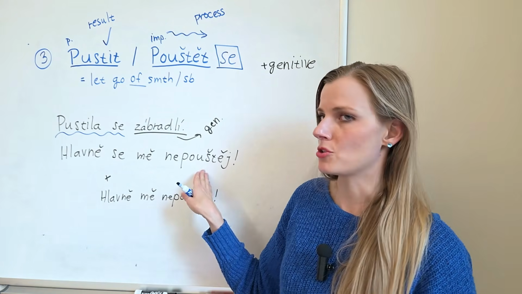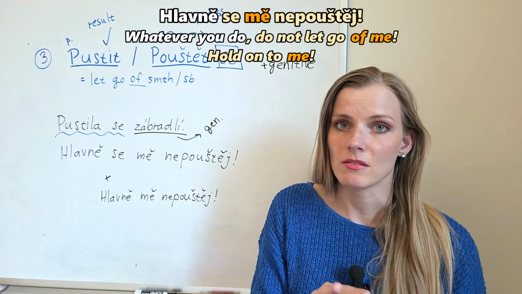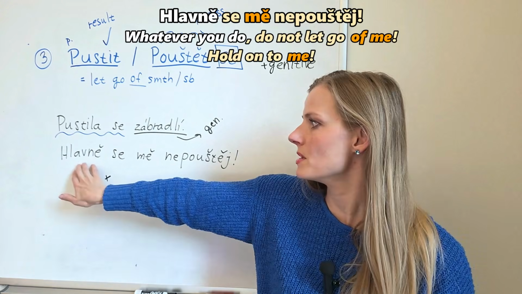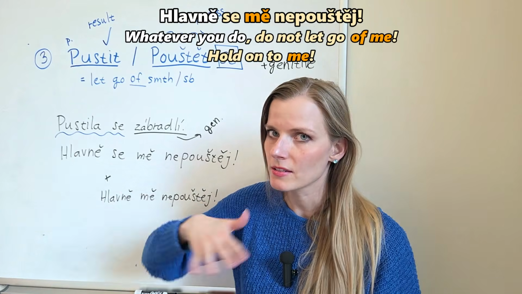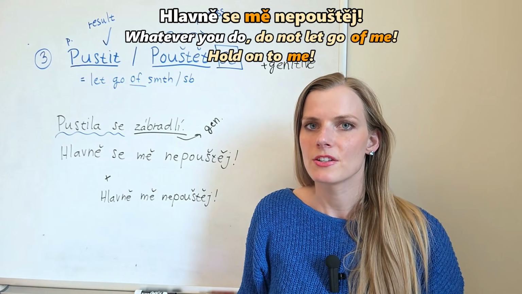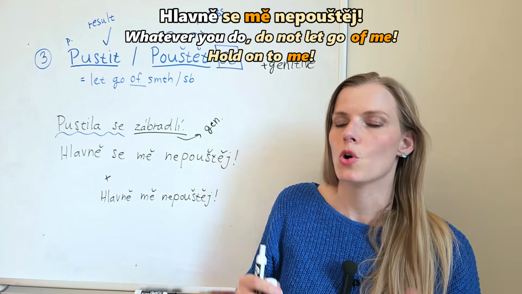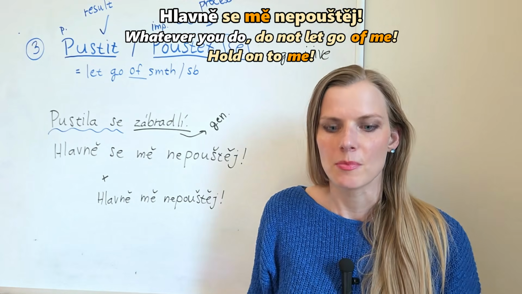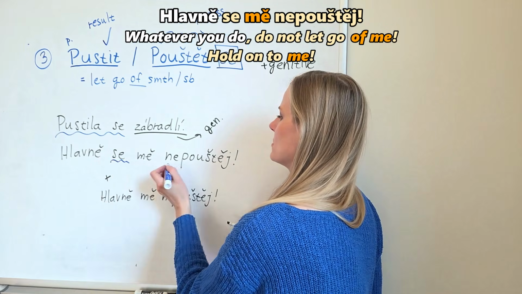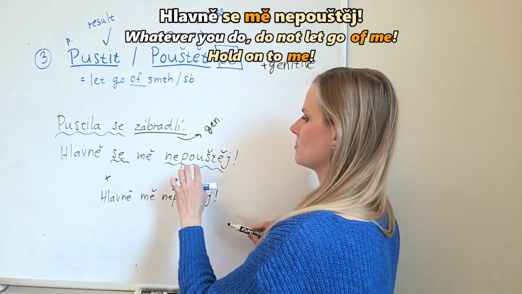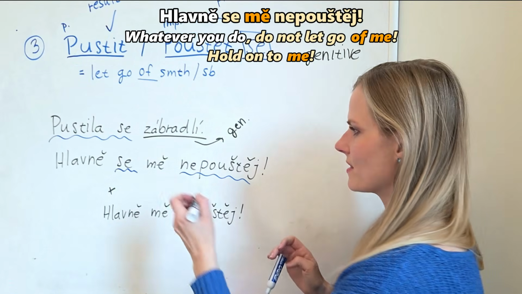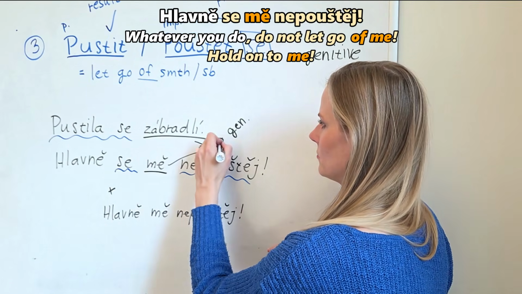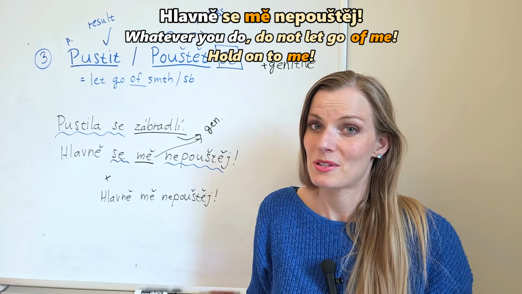Hlavně se mě nepouštěj. Don't let go of me. Hold on. Hlavně means something like it's important that you don't do this. Most importantly, it just shows the urgency. This is urgent, do not do this. Or do this. Hlavně se mě nepouštěj. Do not let go of me. Nepouštěj se mě, it's also imperative with this imperfective verb. And this is the genitive case, which looks the same in the accusative case.